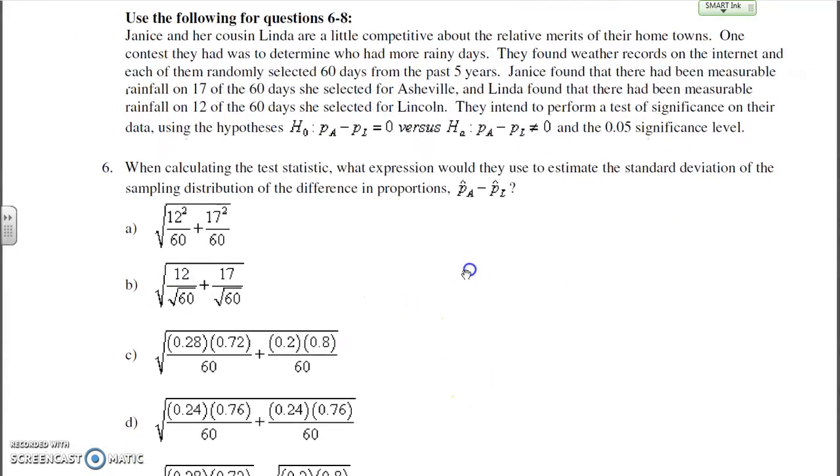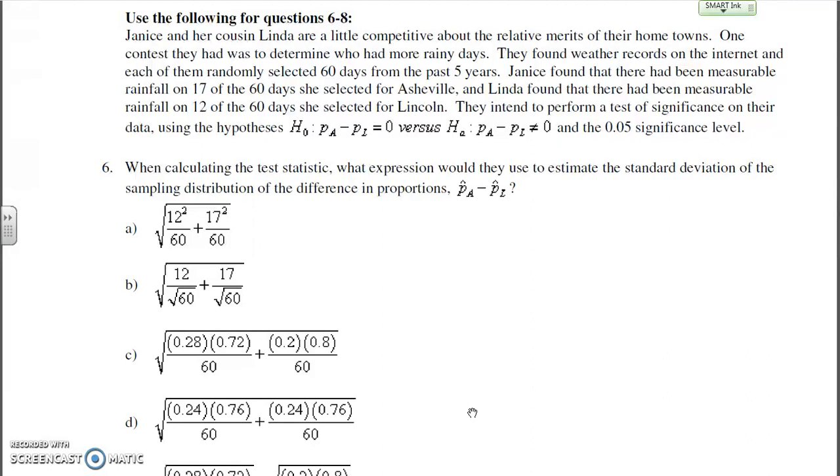Use the following for questions 6 through 8. Janice and her cousin Linda are a little competitive about the relative merits of their hometowns. One contest they had was to determine who had more rainy days. They found weather records on the internet, and each of them randomly selected 60 days from the past 5 years. Janice found that there had been measurable rainfall on 17 of the 60 days she selected for Asheville, and Linda found that there had been measurable rain on 12 of the 60 days she selected for Lincoln.